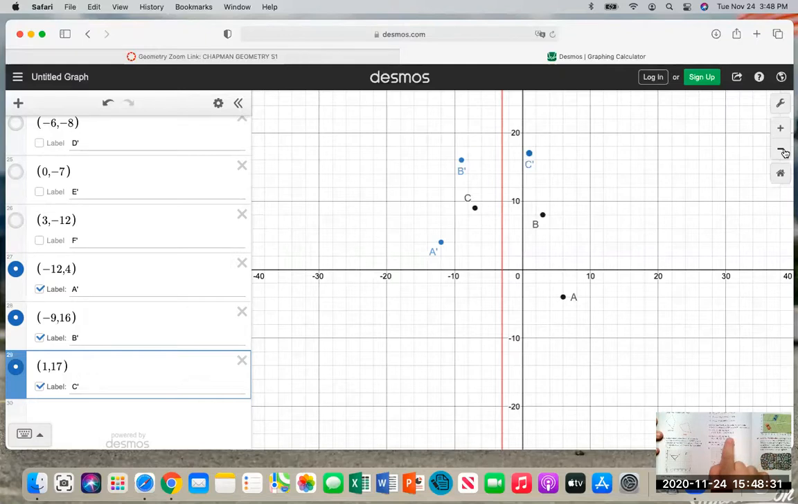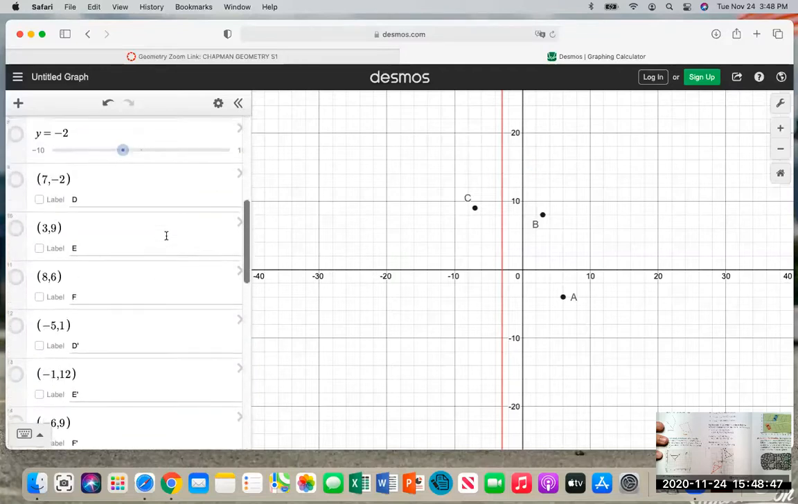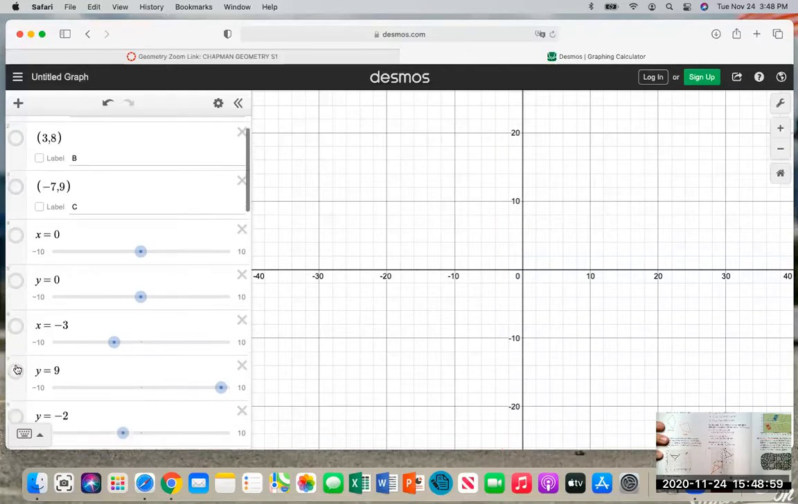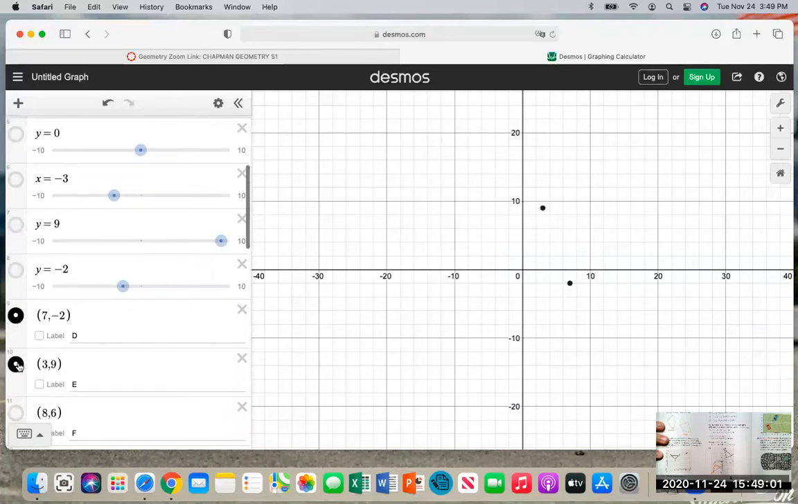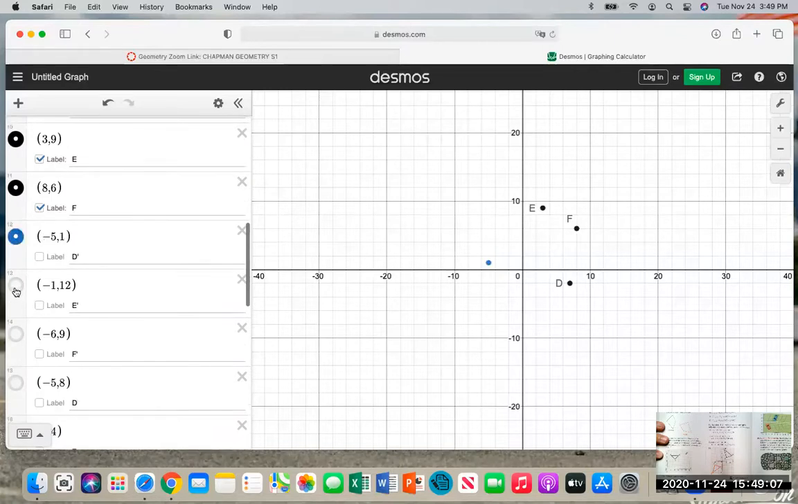So for number 18, 19, and 20, write a rule for each glide reflection that maps the pre-image to the image. So I know I already preloaded this stuff. Let's go ahead and clean this up a little bit and see what stuff I can get rid of here. So the points are 7, -2. Okay, these ones right here. And then here is the image.